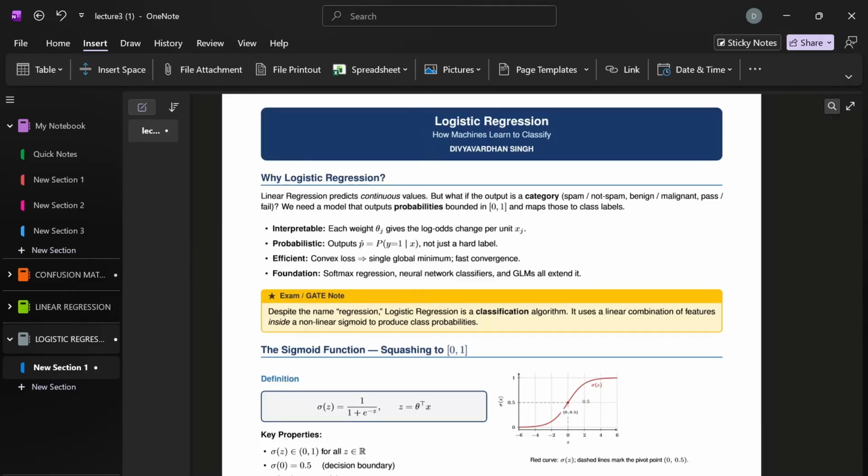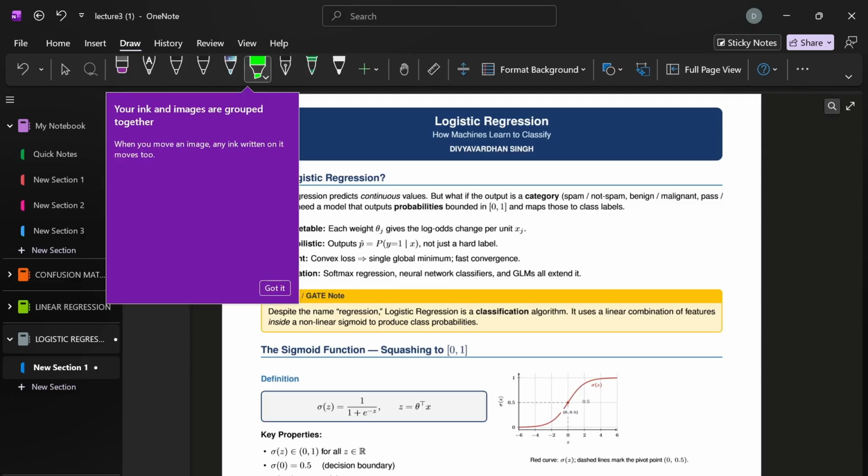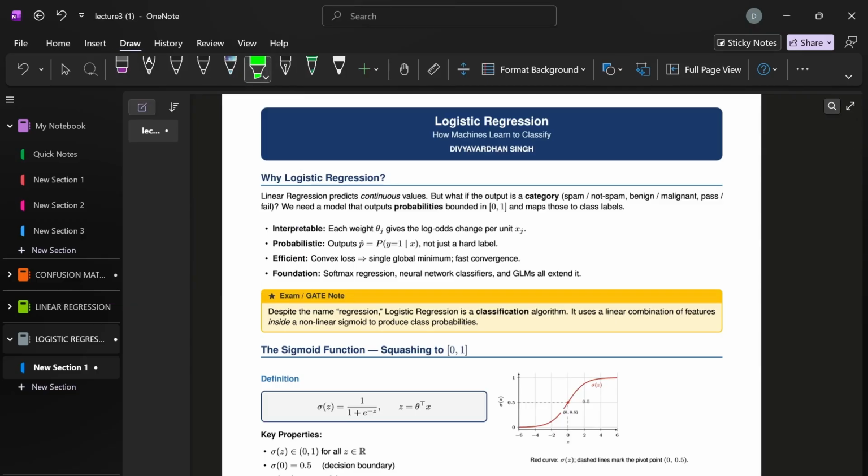Okay, so let's start. The next topic which we are going to cover is logistic regression. Now, first of all, starting with section 1, why logistic regression? As we all know, linear regression predicts continuous values like household prices and temperatures. But what happens when you have to classify the output in categories?